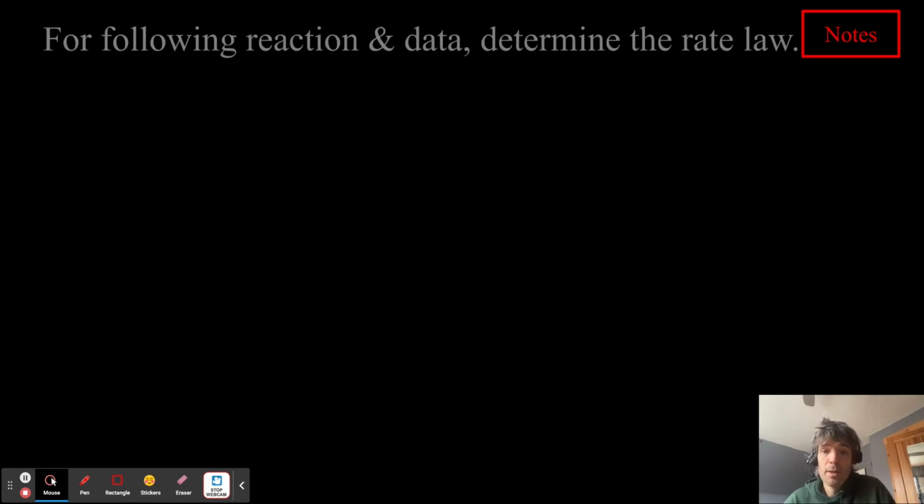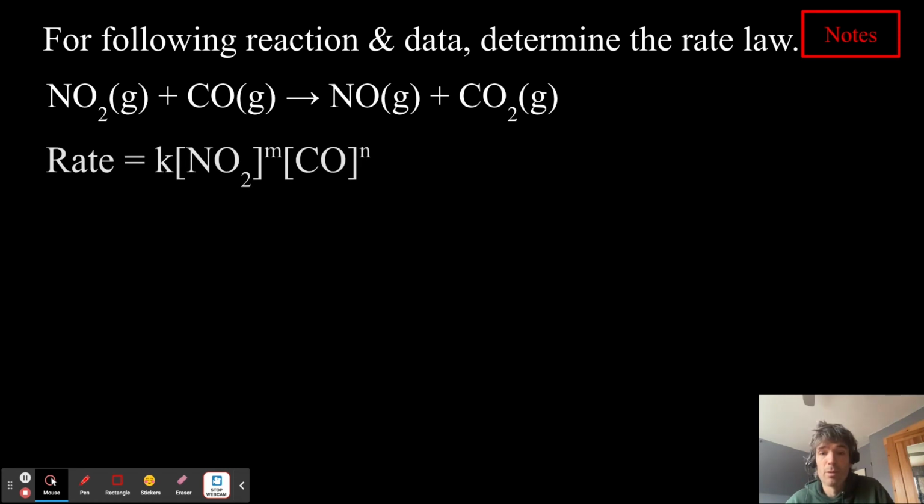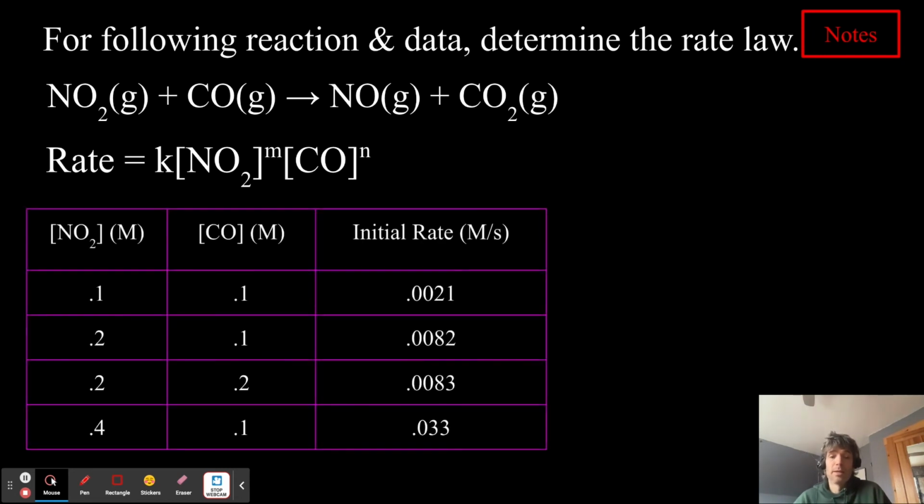Now, for this reaction, I've got nitrogen dioxide and carbon monoxide. I want to know what's the rate law. So this is what it would be in general. And once again, I'm solving for the order of these two, M and N. Here's my data. It doesn't matter which one you choose to do first. I'm going to do nitrogen dioxide just because.